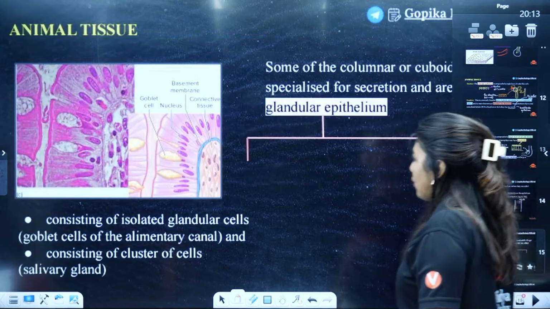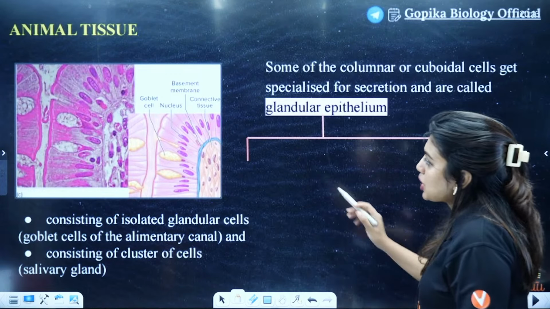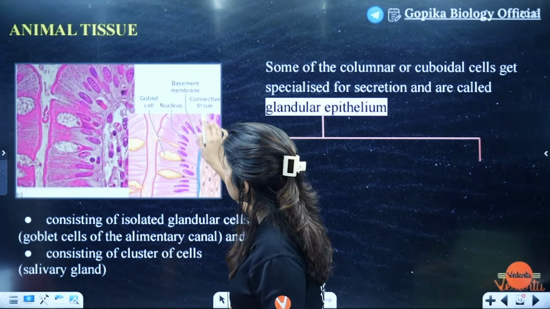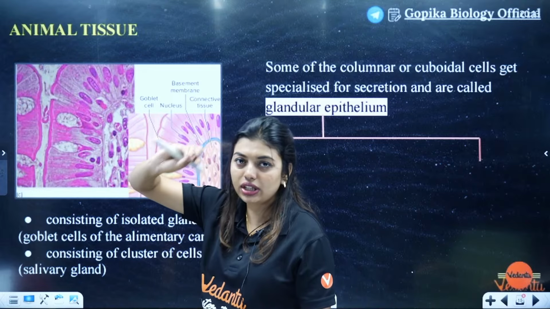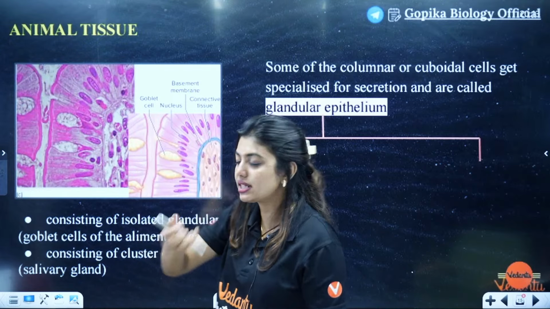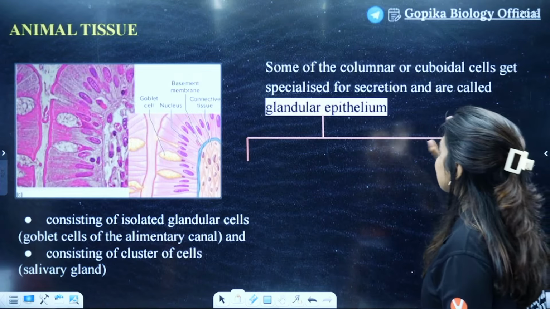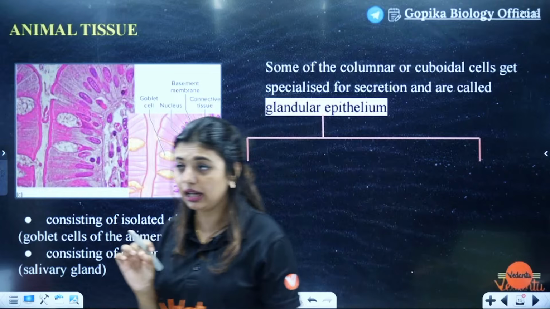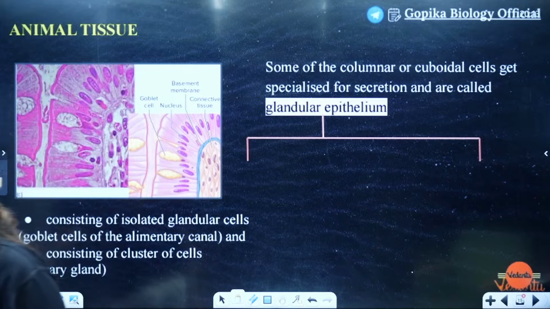Locations are very, very important. See, glandular epithelium, now only I'll tell you about the mucus and everything. See, students, this is your glandular epithelium. Can you see? Goblet cells, nucleus, connective tissue, basement membrane are there. There's one hollow kind of structure to hold the secretions. Now, some of the columnar or cuboidal cells get specialized for secretion and are called glandular epithelium.